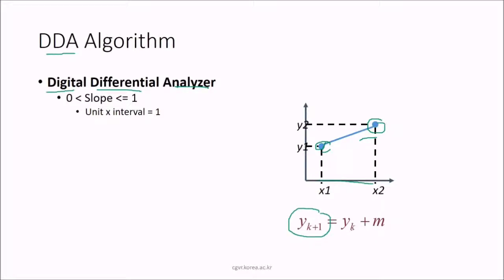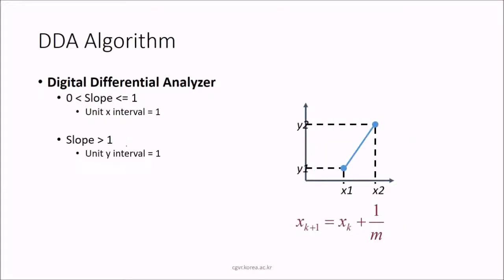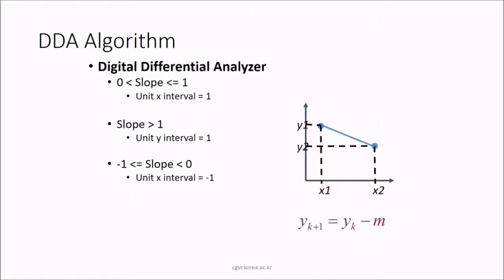So y(k+1) will be y(k) plus m. The slope of this line lies between 0 and 1. You can assume that the unit x interval is 1. If the slope is greater than 1, the unit y interval will be equal to 1. So in DDA, depending on the slope, we choose the unit interval, because the line can be like this or like this. So we have to really know m, that is tan theta, the angle or the slope of the line.